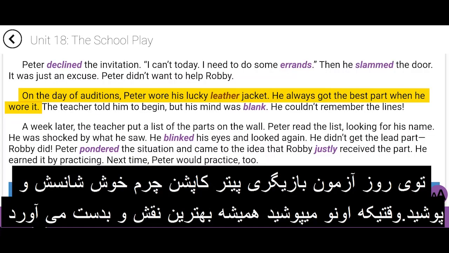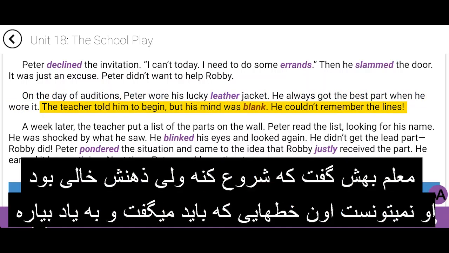On the day of auditions, Peter wore his lucky leather jacket. He always got the best part when he wore it. The teacher told him to begin, but his mind was blank. He couldn't remember the lines.